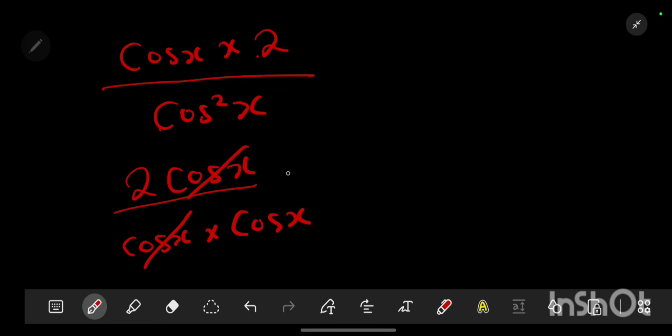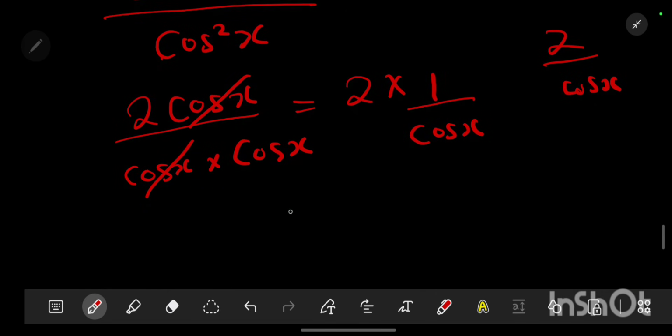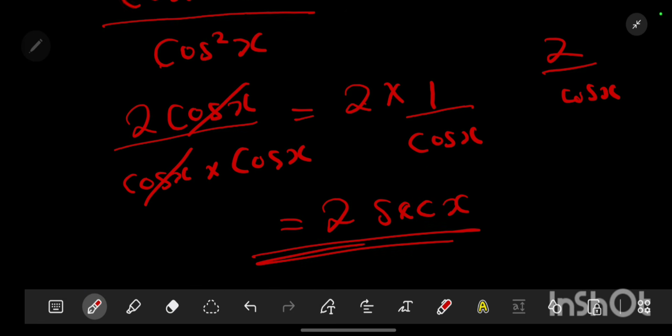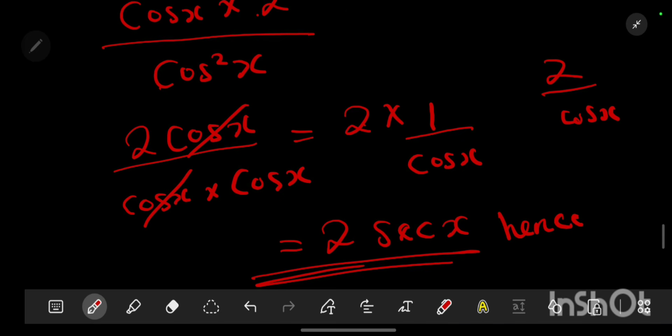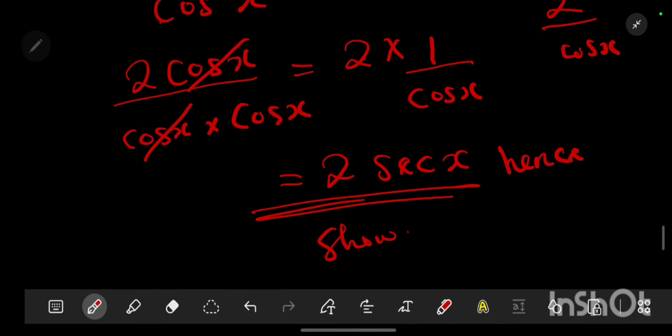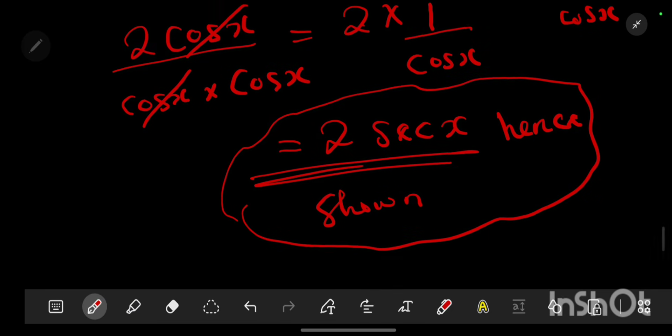So this one and this one cancel, so this gives us 2 over cos. Just to make you understand, this is the same as 2 times 1 over cos of x. It's not different if someone says 2 over cos of x, it's still okay. So we have 2 times, what is 1 over cos? 1 over cos is equal to sec x, like that. So this is our answer as expected. So we can say hence shown. For some of you, even if you have failed the question, you will just write hence shown.